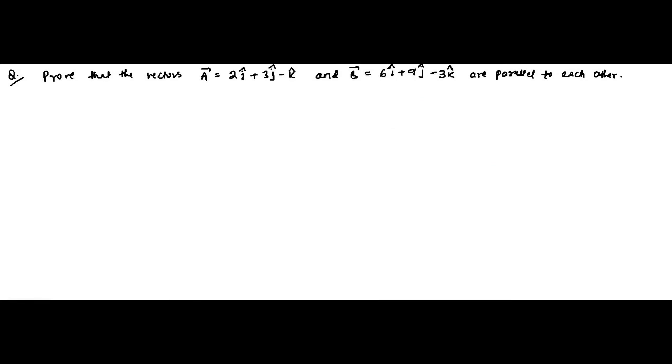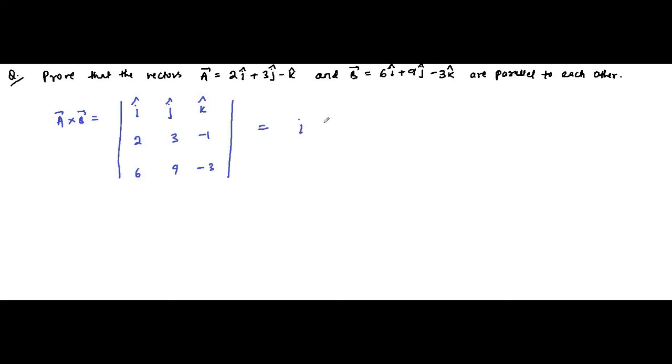So here is another question, again to show or to prove that the given two vectors, a vector, which is given as 2 i cap plus 3 j cap minus k cap, and b vector, which is 6 i cap plus 9 j cap minus 3 k cap, are parallel to each other. First we have to determine the vector product or cross product, a vector cross b vector, simply the determinant i cap, j cap, k cap, 2, 3, minus 1, the x, y and z components of a, and 6, 9, minus 3, the x, y and z components of b.